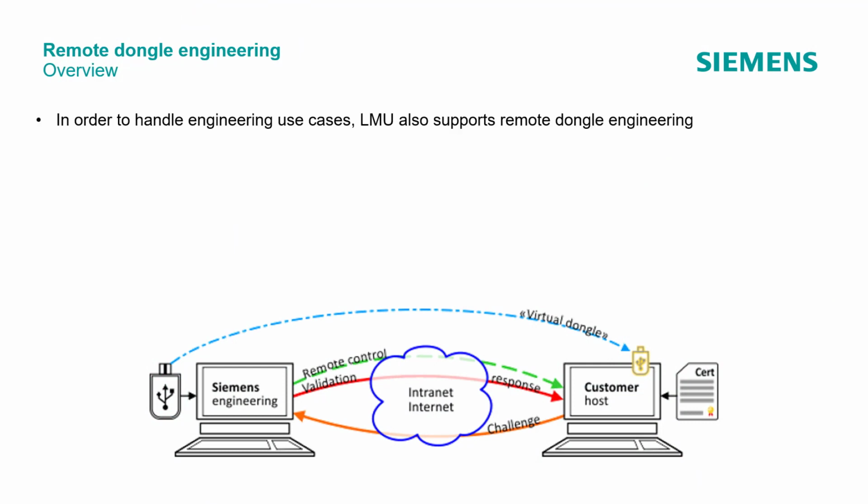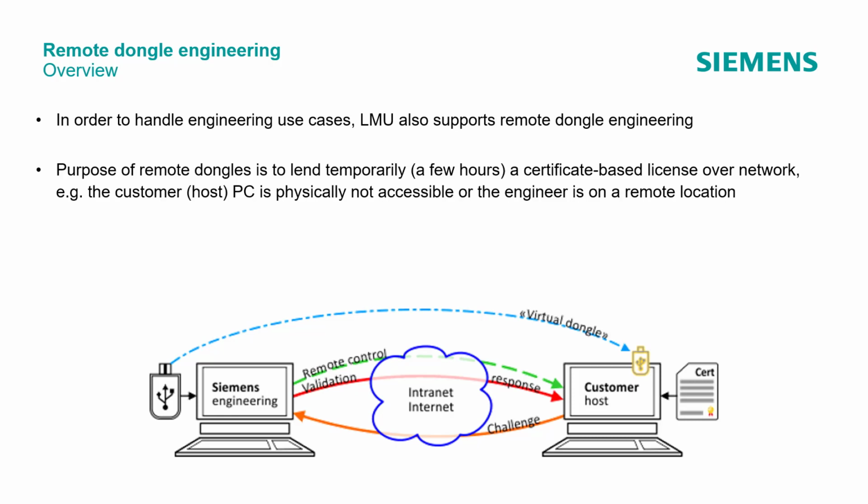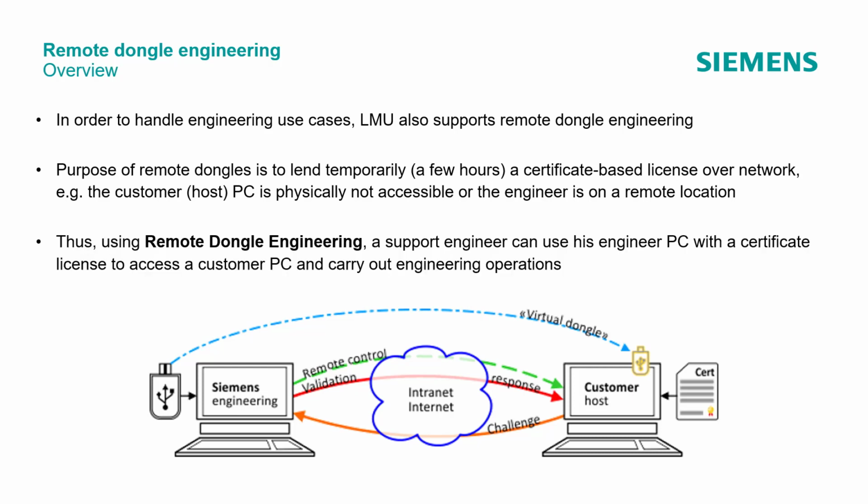The LMU supports also a remote dongle engineering possibility. This may be necessary if, for example, on a customer computer there is only a customer license running and the engineering person needs to do some additional engineering topics on this machine. Thus, using remote dongle engineering, a support engineer can use his engineer PC with a certificate license to access a customer PC and carry out engineering operations.